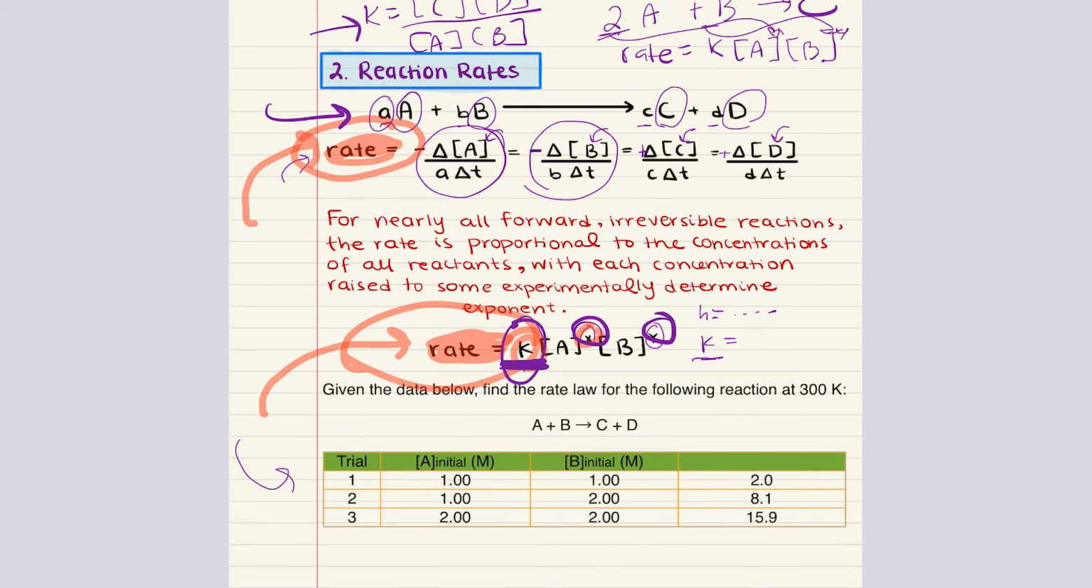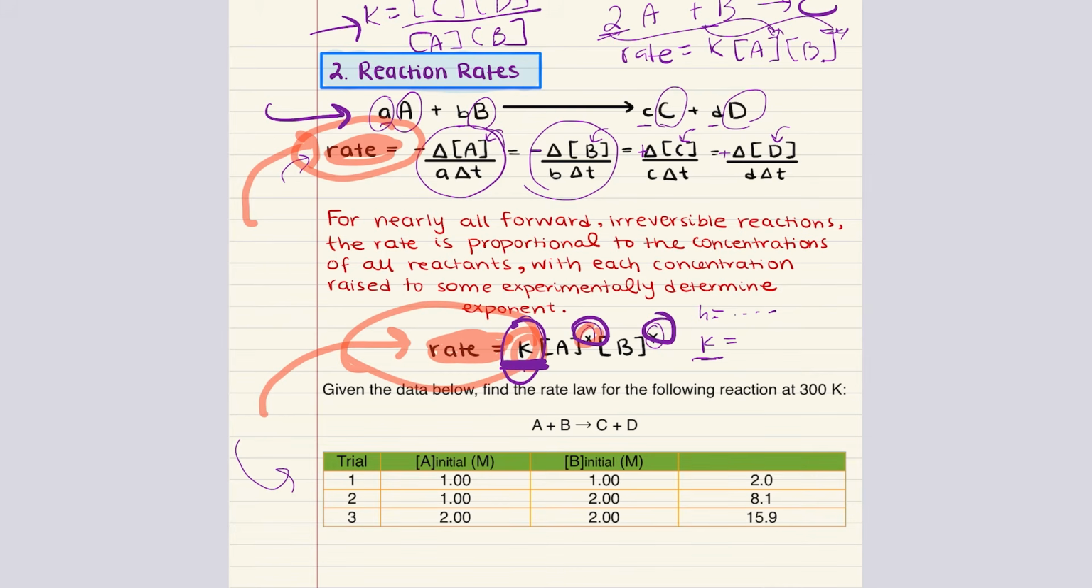you may be asked to determine the reaction order. Typically, the initial concentrations of the reactants and the initial rates of product formation are provided in a table, and the steps to determine the reaction order are as follows. First, you're going to identify a pair of experiments. You're going to look for a pair of experiments where the concentration of one reactant changes while the concentration of the other reactant remains constant. Then, when you've identified a pair of experiments like that, you're going to analyze the rate change. You're going to observe the change in the rate of product formation.